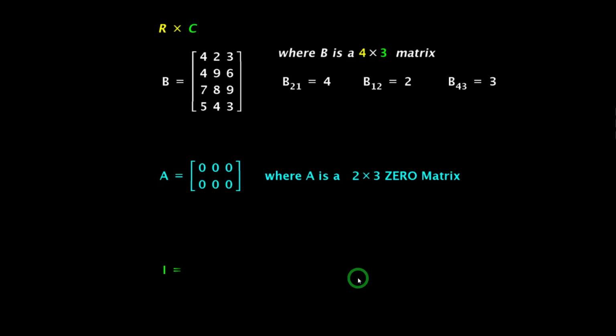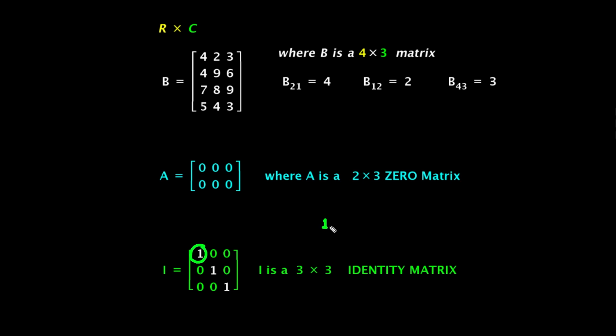And there is another special matrix which is always named I. I is the identity matrix, and the matrix looks like this. It's called a 3 by 3 identity matrix. This number is row 1, column 1. That number is row 2, column 2. And that number is row 3, column 3. So the locations are I sub 11, I sub 22, I sub 33. That's the reason it's called an identity matrix.